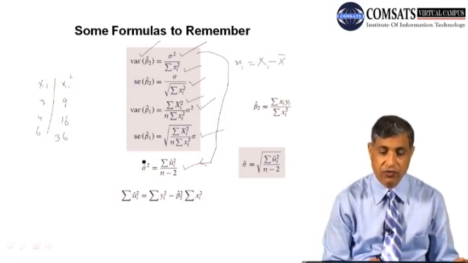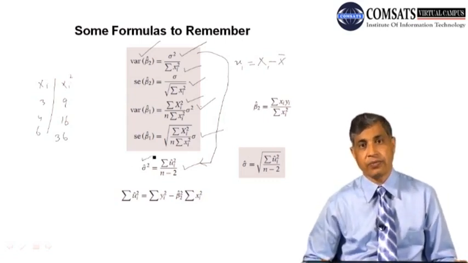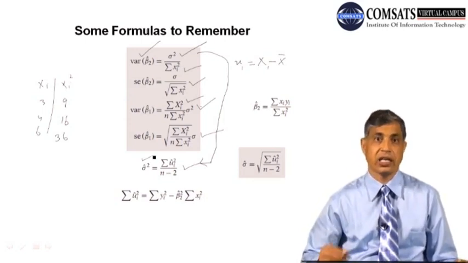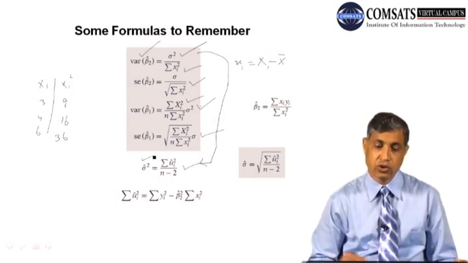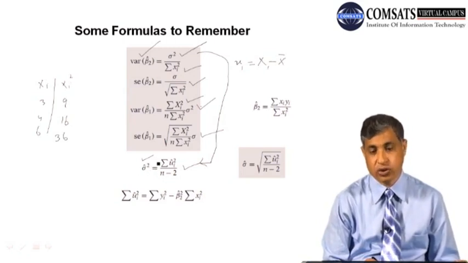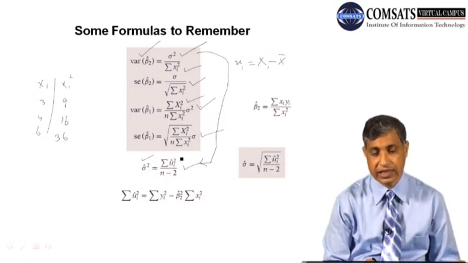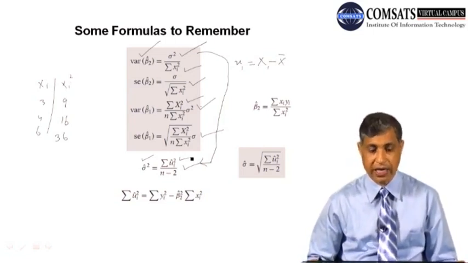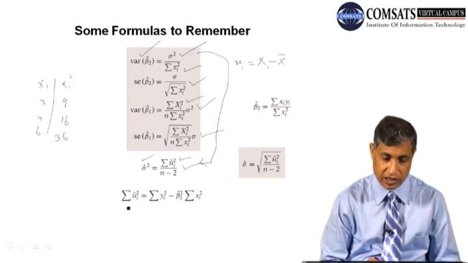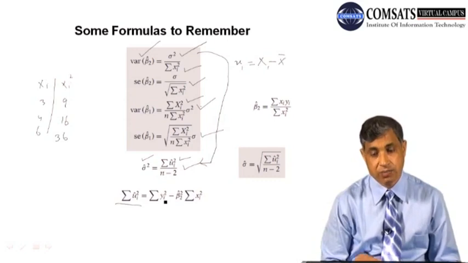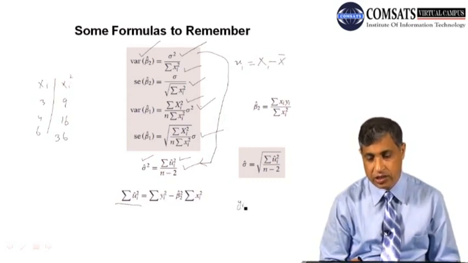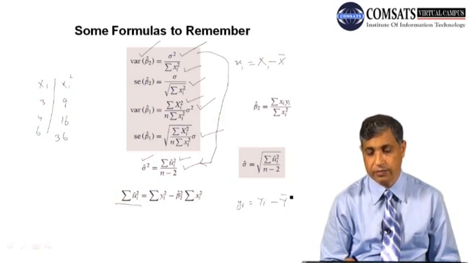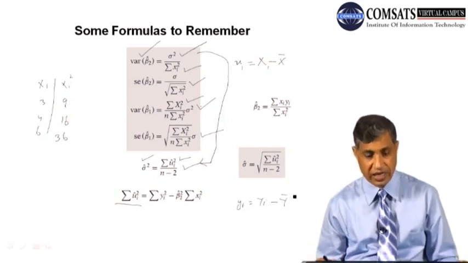We obtain it from the variance of the sample residual. This is called sigma hat square, and the formula is equal to summation ui hat square divided by n minus 2. And how do we find the summation ui square? It is equal to summation of small yi square, meaning yi minus y bar, and we take the square.